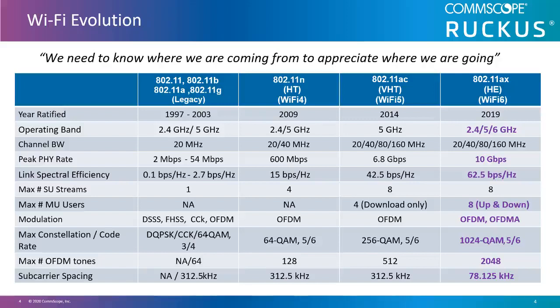802.11 has evolved over the past 20 plus years. People have been working on this since the early 1990s. The first standard was published in 1997, and 20 years later, 802.11ax has now been ratified. The Wi-Fi standard started with 2.4 GHz and now supports both 2.4 and 5 GHz.